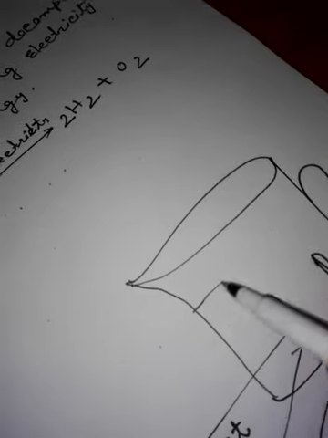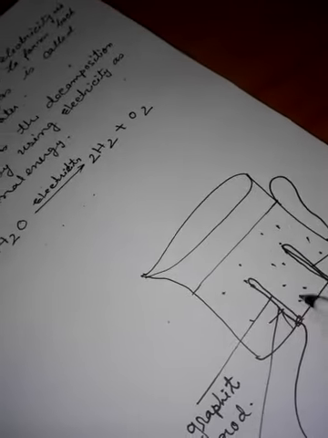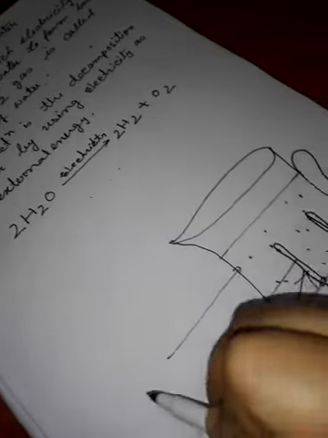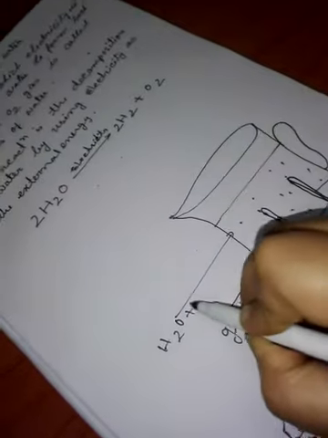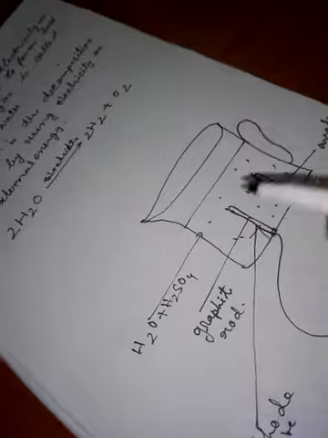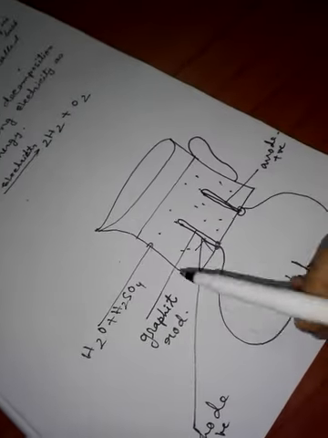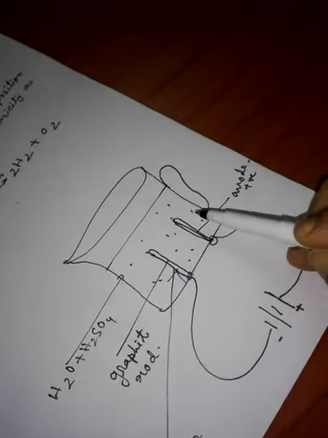Now let us take water in this mug, and the water should be mixed with sulfuric acid. We are mixing water with sulfuric acid. Now why do we use sulfuric acid? Because it will increase the conductivity of water.